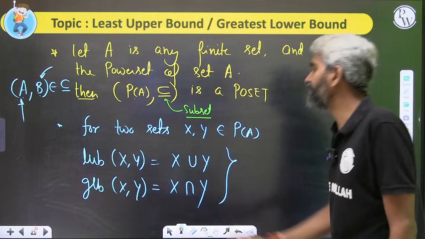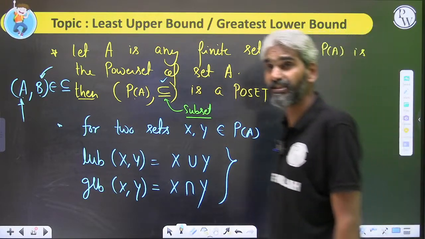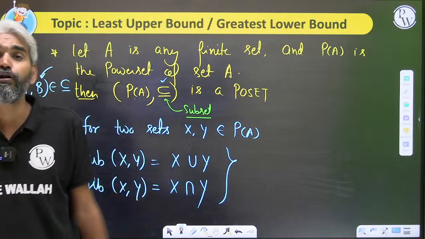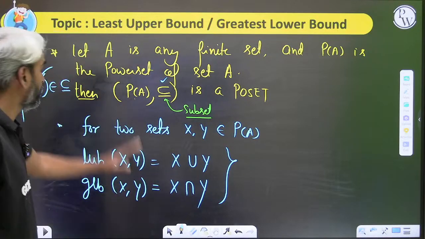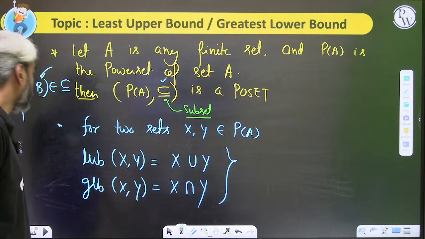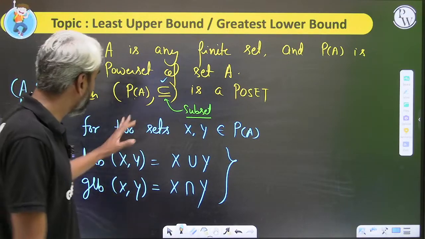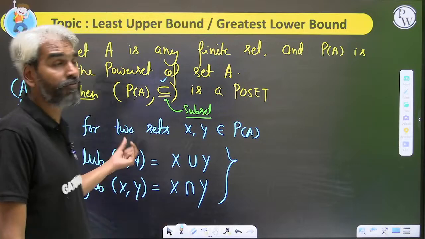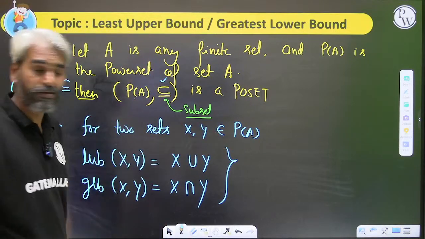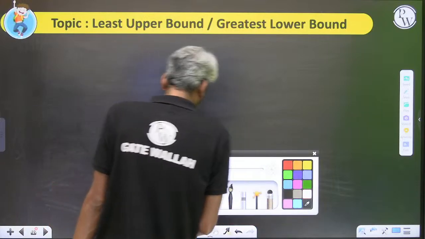So you just need to understand that as the relation changes, the definition of least upper bound and greatest lower bound will also change. Now, let me give you another example. Sir, is it necessary that least upper bound and greatest lower bound for every pair of elements of set A will always exist? No, sir, it is not necessary. So let's look at the other example.